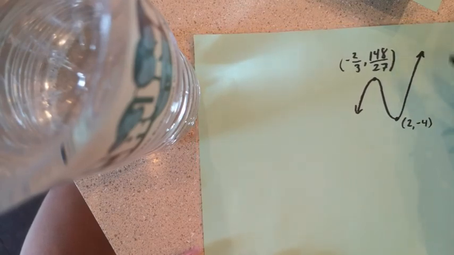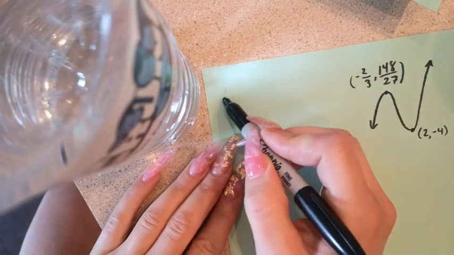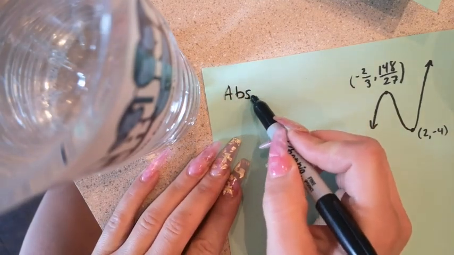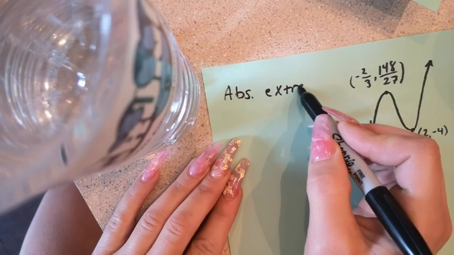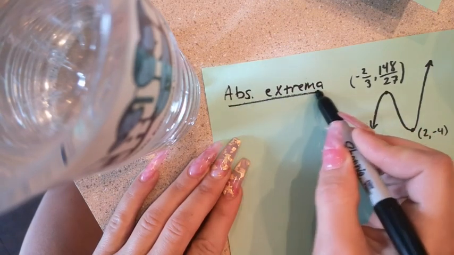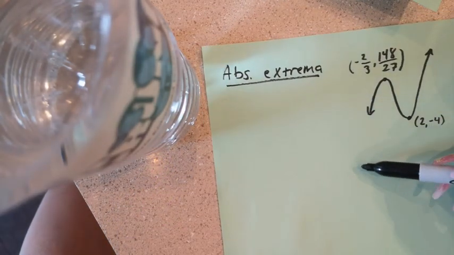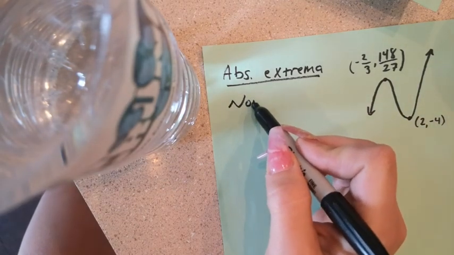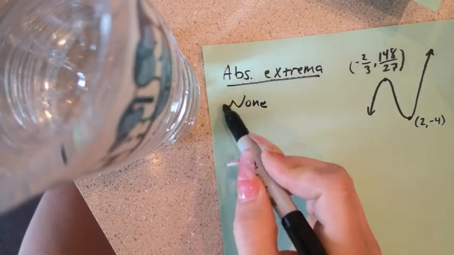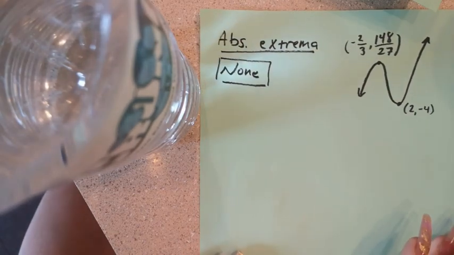But again, since the ends of this graph tend to positive and negative infinity, in this case we're looking for absolute extrema. In other words, the absolute highest or lowest point on the graph. Since this one continues to negative infinity and this one to positive infinity, if we're looking over the whole domain, we would say this function has no absolute extrema.